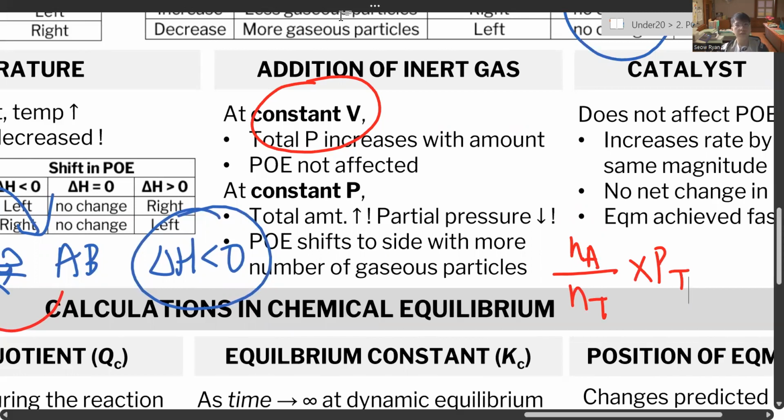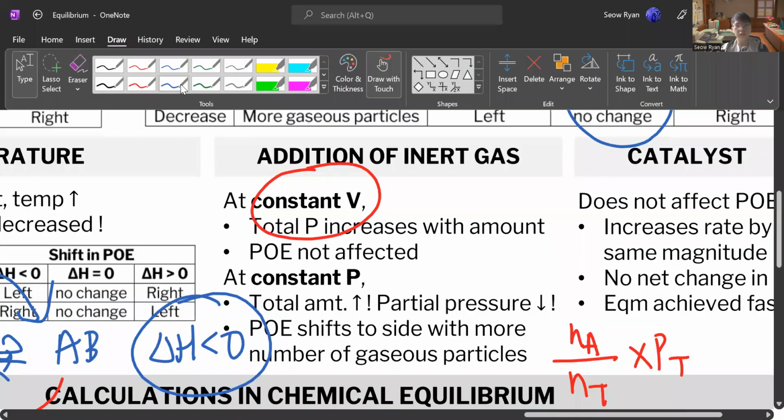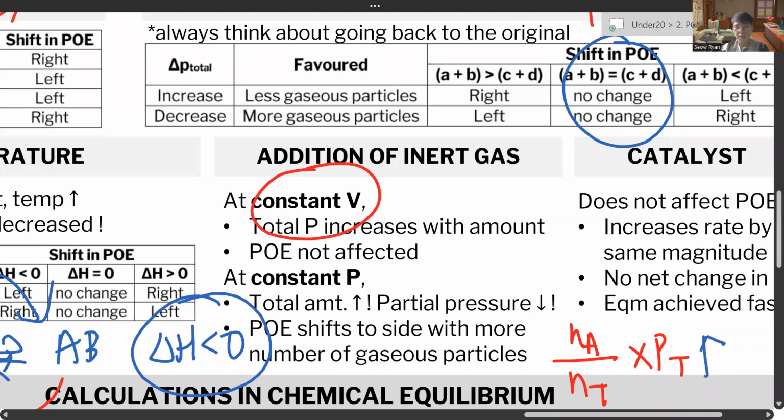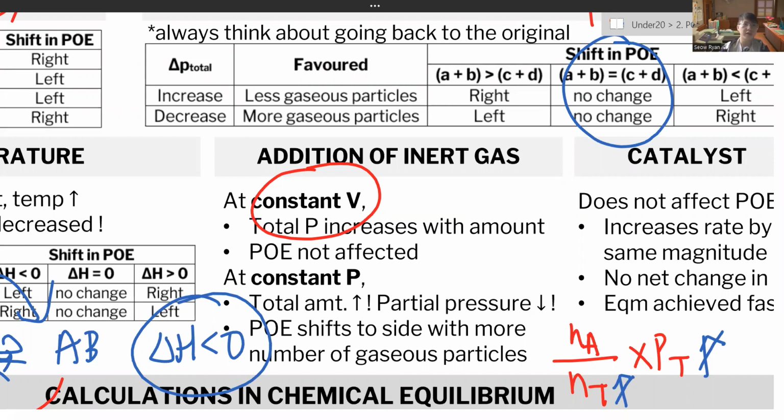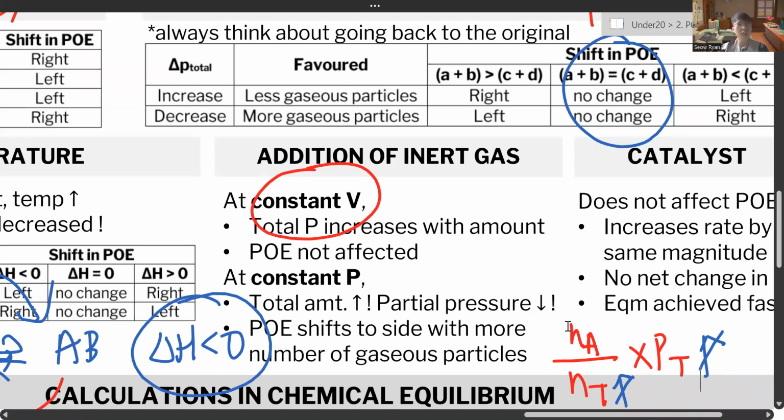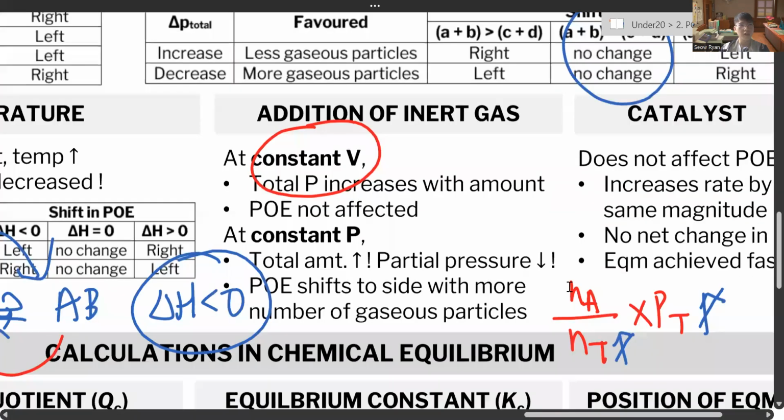So if everything increases, right? If total pressure increases and total number of moles increases, then actually this change is kind of nullified, right? So there's not much change in the partial pressure. So if there's no change in partial pressure, the position of equilibrium is not affected.